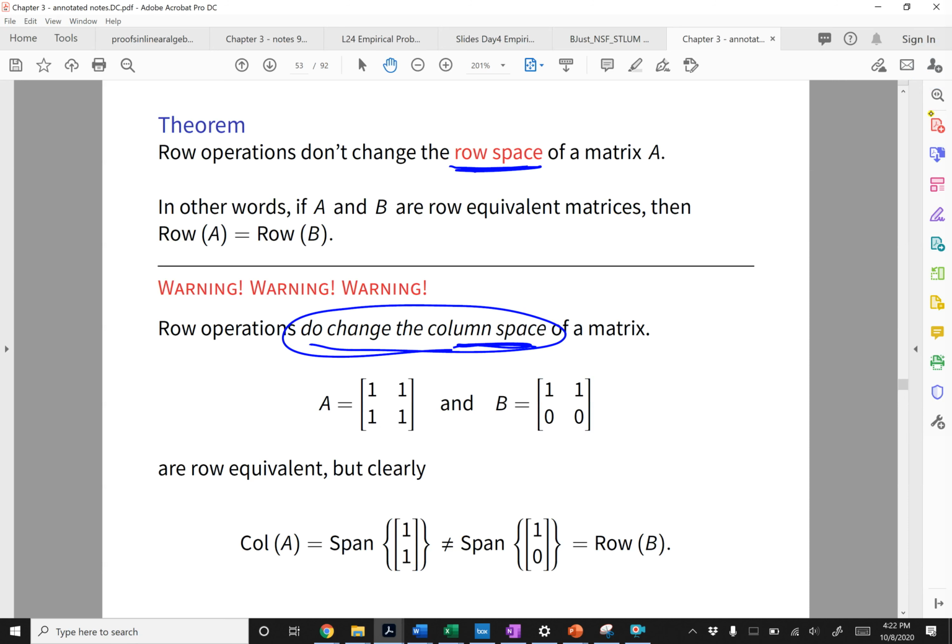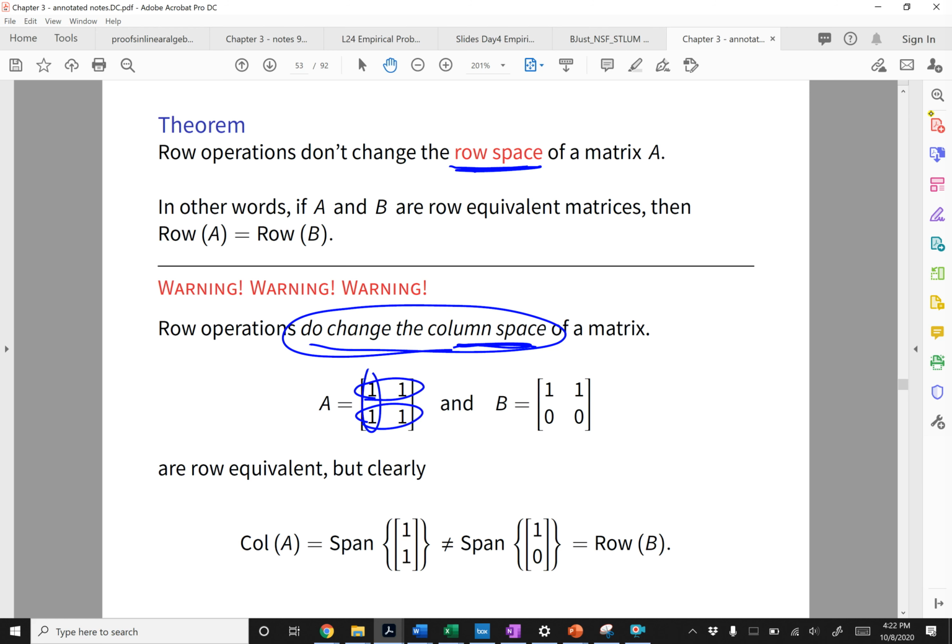When you do row operations, the column space does change. So this is a simple example. Here we have 1, 1, and 1, 1. You do a row operation to get 1, 1, 0, 0. The row space in both is just the span of 1, 1, right? The span of 0, 0 and 1, 1 is still just the span of 1, 1.